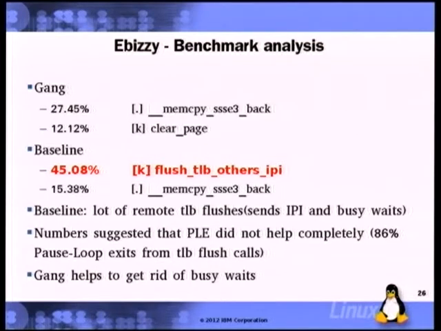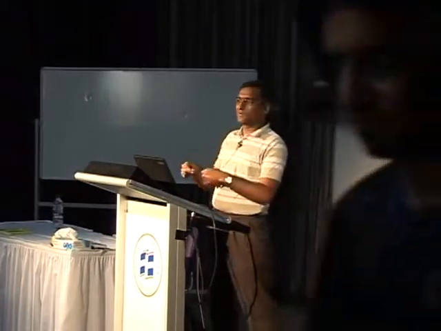The next thing we saw was when we looked at the PLE numbers, how many times we actually did the exit. We found that 86% of the time we were exiting from this same function call. But the gain that we got was around 68%. We still got 68% gain, even with pause loop exit being there. So Gang basically helped to get rid of this busy waiting.